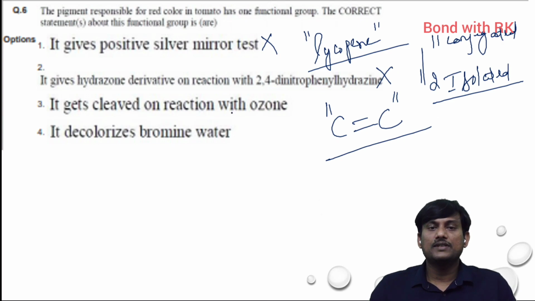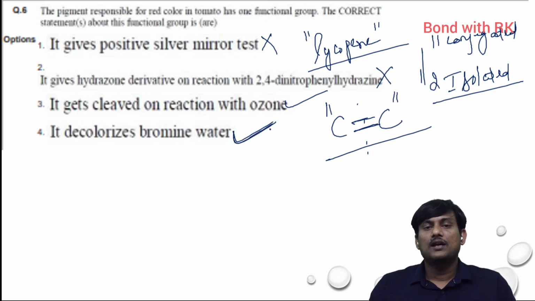It gets cleaved on reaction with ozone. We know that C double bond C is cleaved in presence of ozone. And it decolorizes bromine water. Bromine water test is for finding out unsaturation in the molecule. So C double bond C can exhibit decolorization of bromine water. So 3 and 4 are correct options.